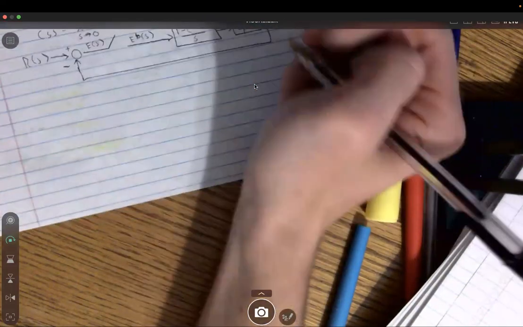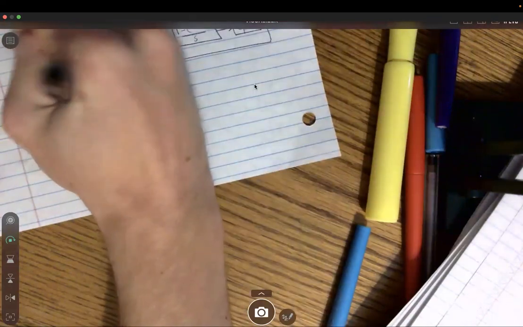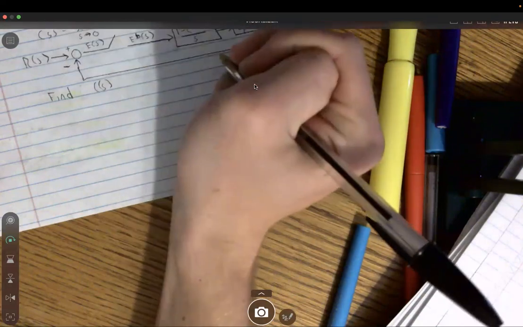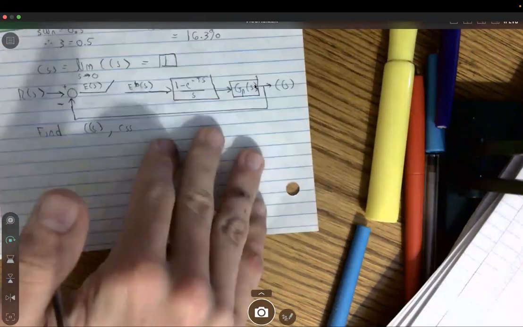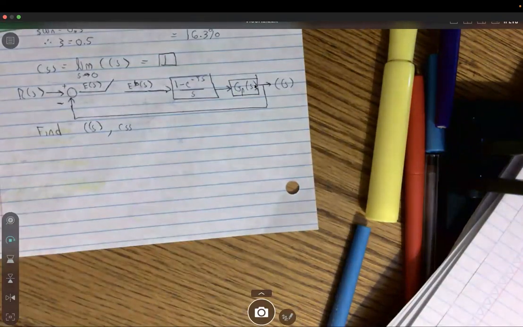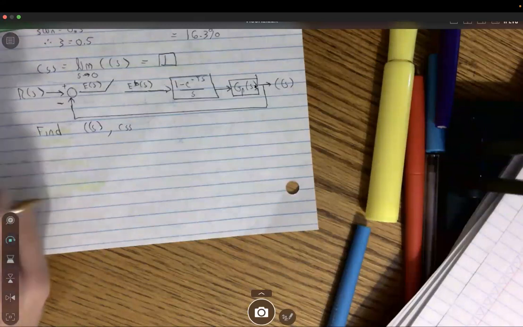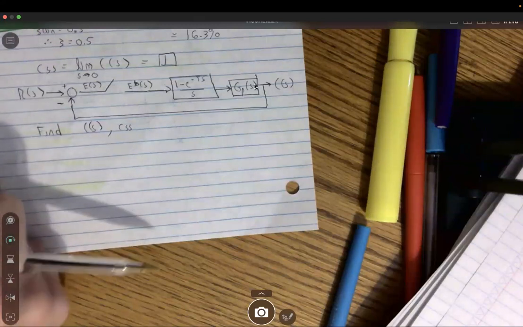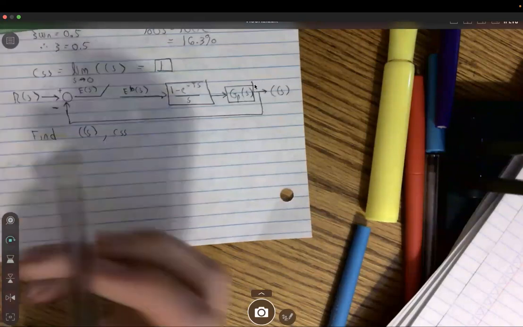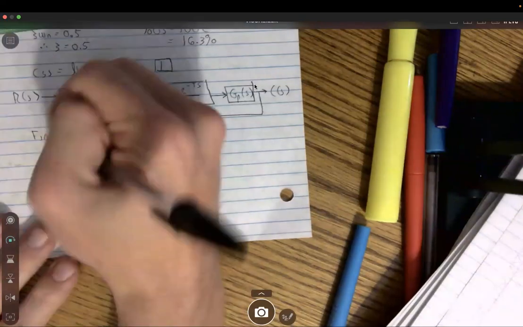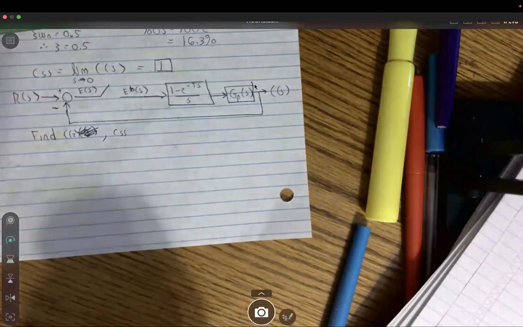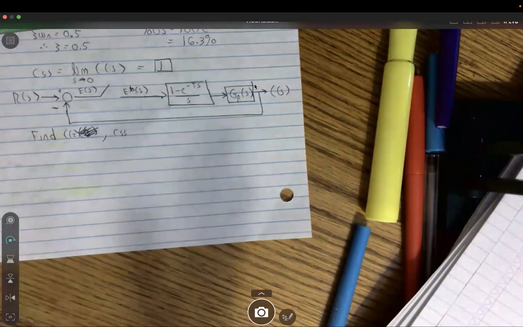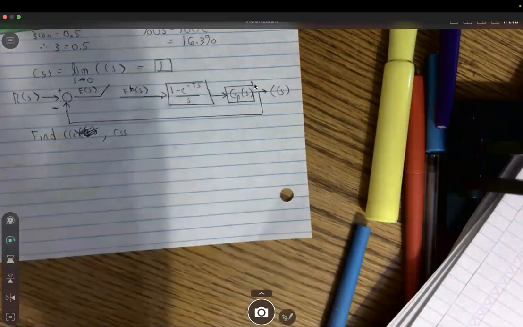So it says find the unit step response, so find C of S for the unit step response. Then it's going to say, and then the final value, so steady state value. So what we have to do here is find C of S first, and then find the final value. Sorry, if it says find the unit step response, and this is in the Z domain, it's C of Z. I don't know why I said C of S, because that would be for the S domain, but now we're working with the discrete domain, so it'd be C of Z.